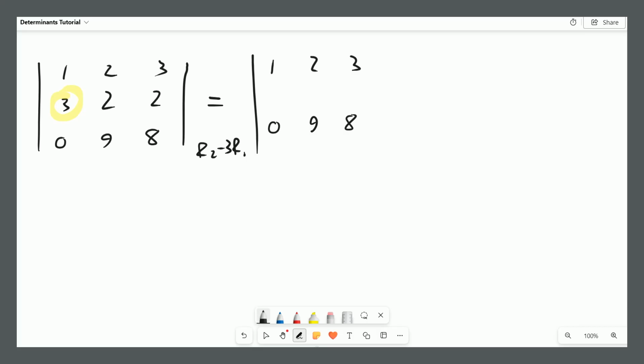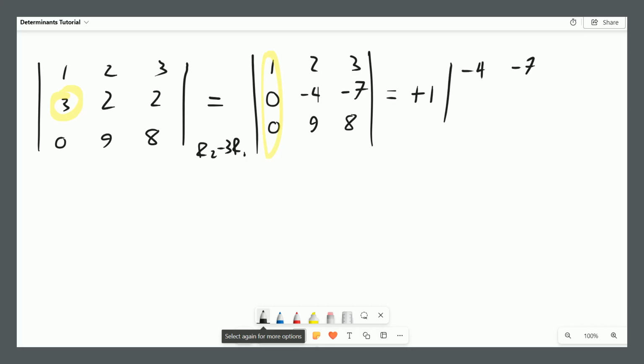Okay, 3 minus 3 is 0. 2 minus 6 is -4. And 2 minus 9 is -7. Okay, so now we have a column with 2 zeros, right? So that makes things much easier. Okay, so we're going to have a positive in front of that 1, so it's going to be positive 1 times the determinant of -4, -7, 9, and 8.